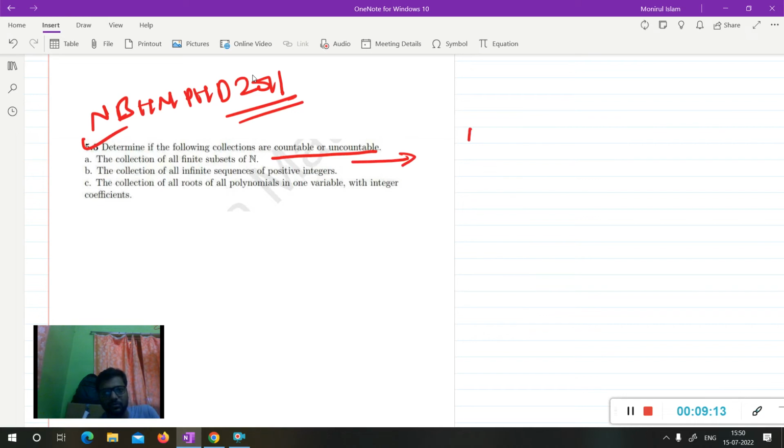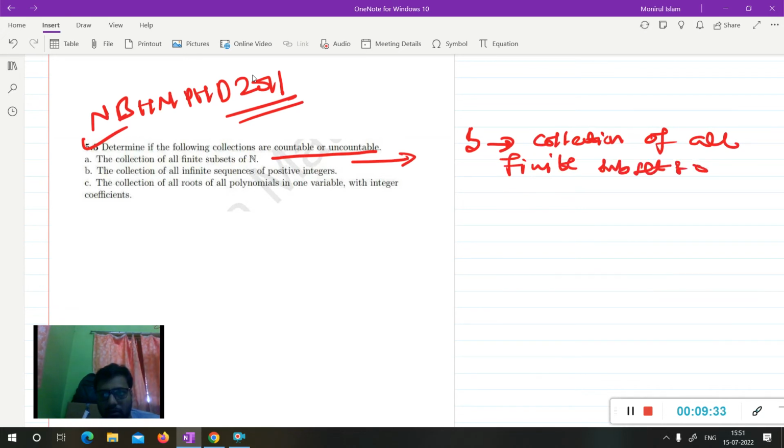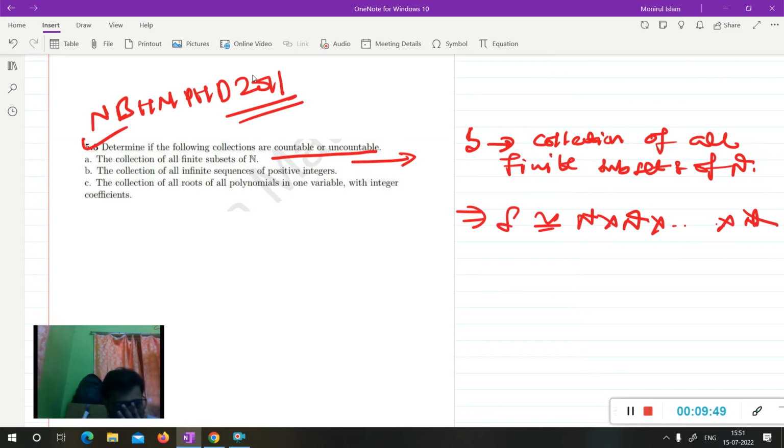Let S be the collection of all finite subsets of N. Then we can say that S is equivalent to the set N cross N cross N, some finite number of times, because the finite subsets of N are of a certain form.